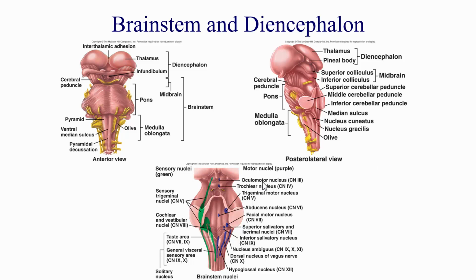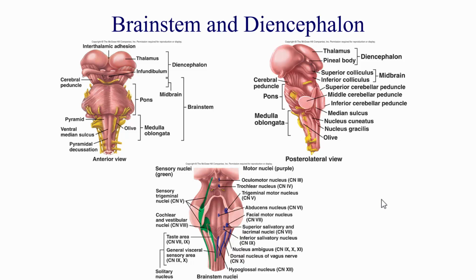Looking at a posterior view, again, right in this whole area here is where the cerebellum would be attached. When you remove the cerebellum, you see this hollow, empty area, which would contain cerebral spinal fluid, and we call that the fourth ventricle.